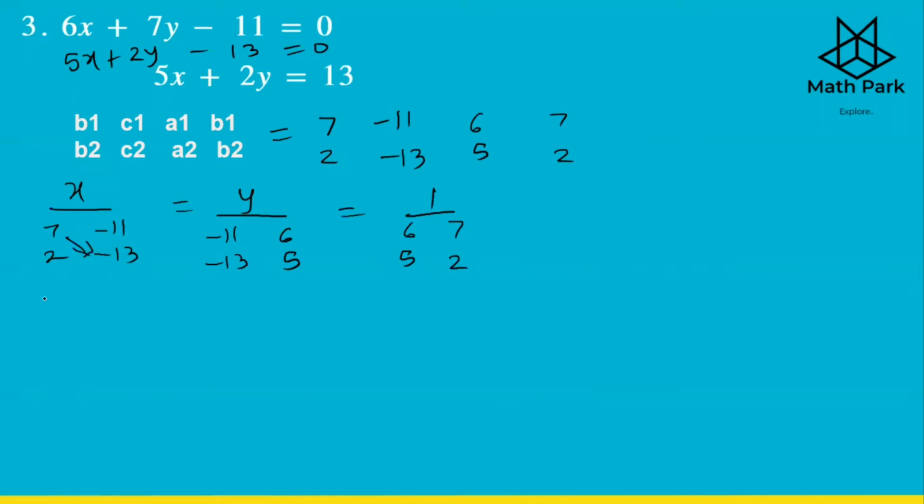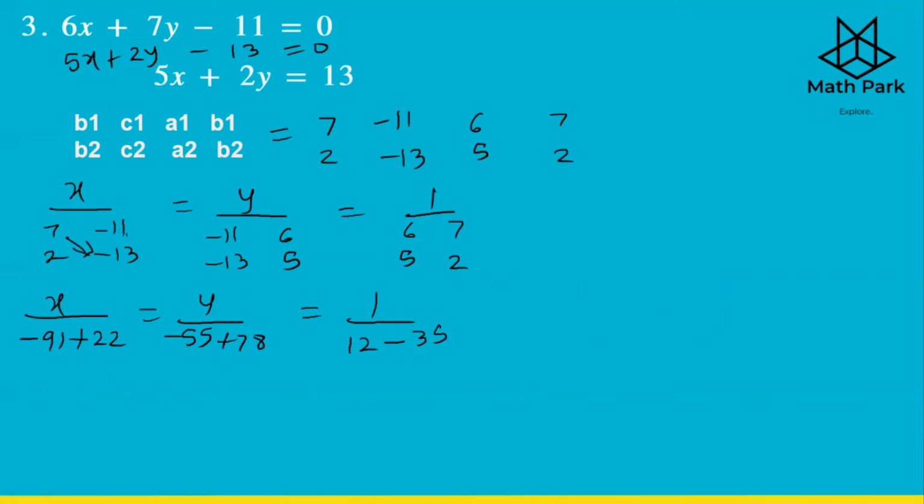We go this way. So we have x upon 7 into minus 13 is 13 sevens are 91. So we have minus 91. And 11 twos are 22, minus 22. Minus of minus 22 is going to be plus 22, is equal to y upon minus 11 into 5 is minus 55. 13 6s are 78. So minus of minus becomes plus 78 is equal to 1 upon 6 twos are 12 minus 7 5s are 35. Okay, now simplify this further.